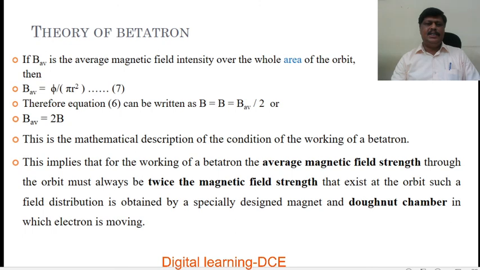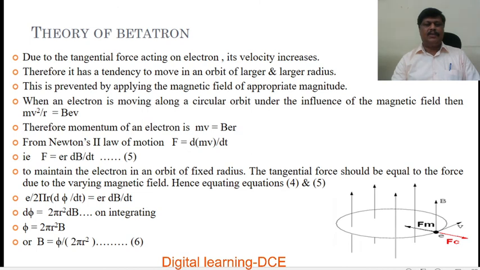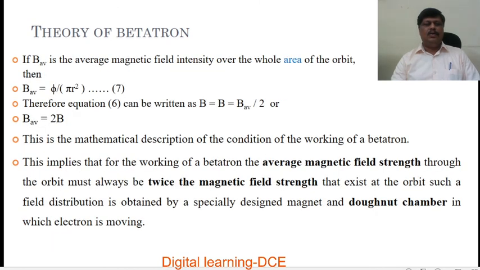If B average is the average magnetic field intensity over the whole area of the orbit, then B average is equal to phi by pi r square. So 2B is phi by 2 pi r square times 2, 2 and 2 get cancelled. We get B average is equal to phi by pi r square. Therefore, equation 6 can be written as B is equal to B average by 2, or B average is equal to 2B.